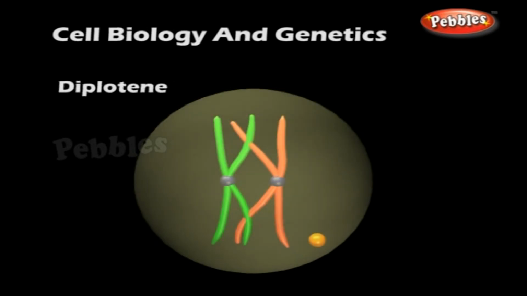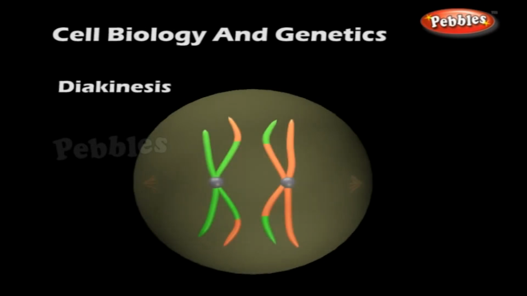Diplotene. The homologous chromosomes condense further and begin to separate from each other except at chiasmata. Diakinesis. The chromosomes separate completely after crossing over. The nucleolus and nuclear membrane disappear. The formation of spindle fibers starts now.